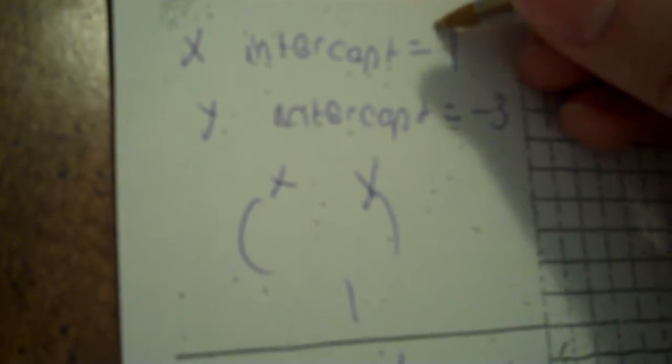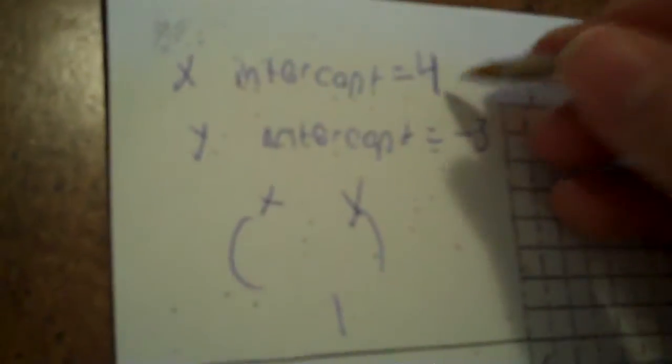Okay, last one of these. X-intercept equals 1, y-intercept equals negative 3. So in the first coordinate, you put a 1. Oh, sorry, I did this wrong. X-intercept was 4. So I put a 4 for x, and down in the other coordinate, I put negative 3 for y, so 0, 0.